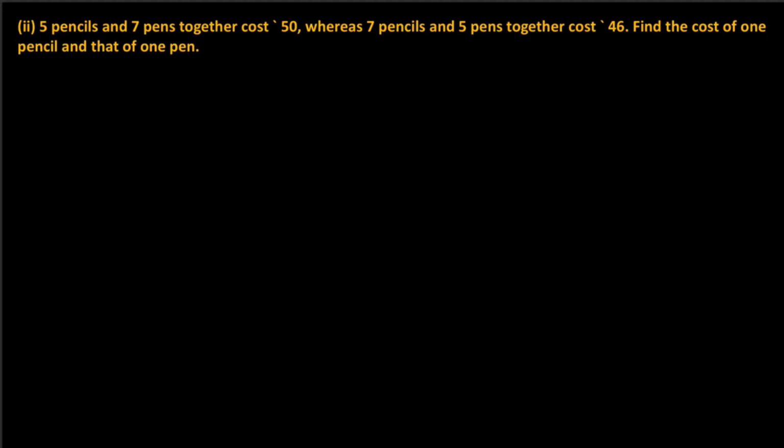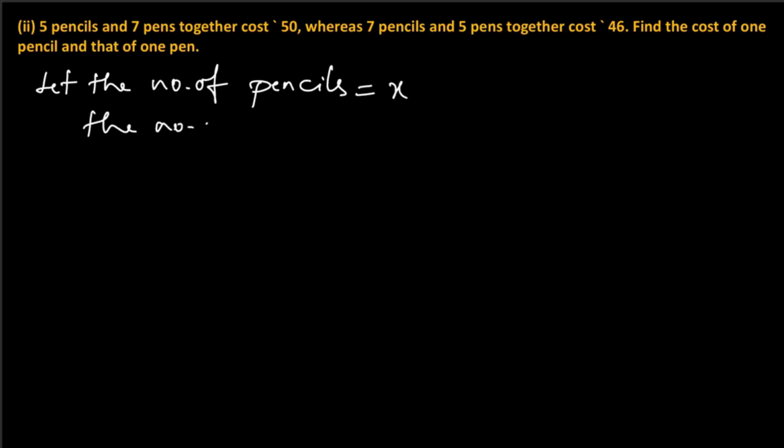So our second problem is: 5 pencils and 7 pens together cost 50, whereas 7 pencils and 5 pens together cost 46. Find the cost of one pencil and that of one pen. Right. So let the cost of a pencil be equal to x, and the cost of a pen be equal to y.